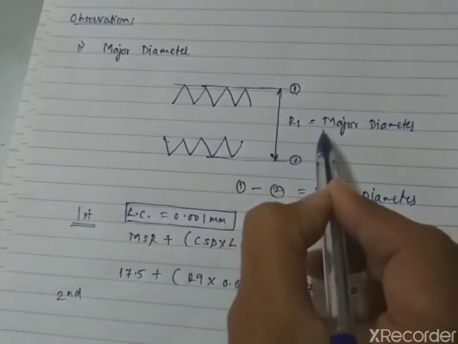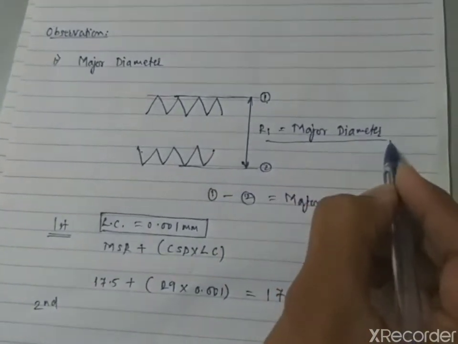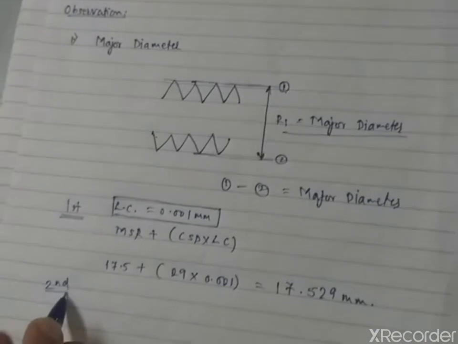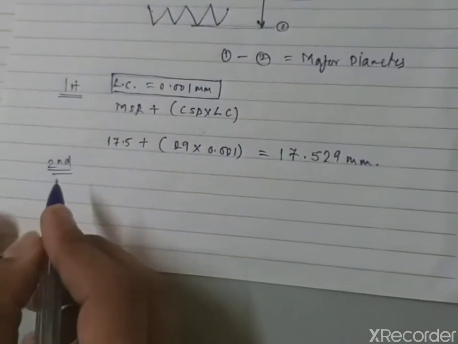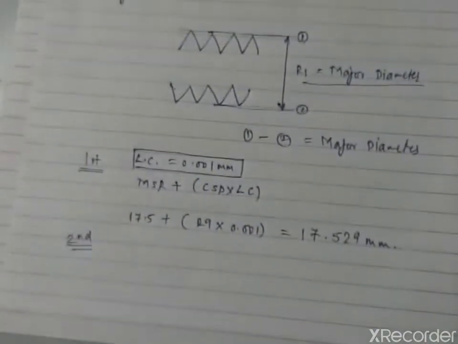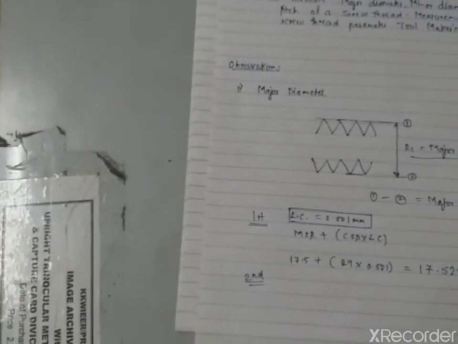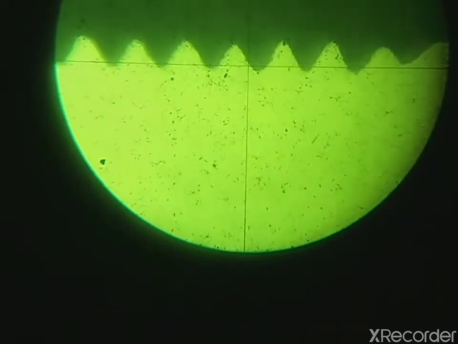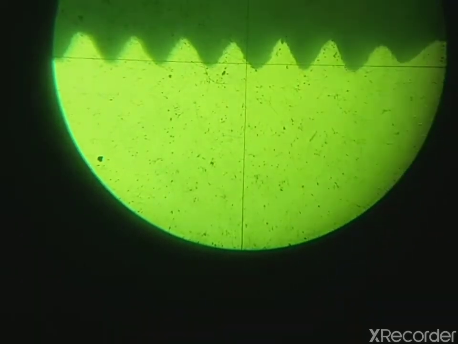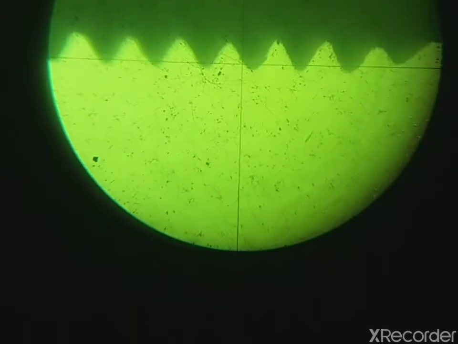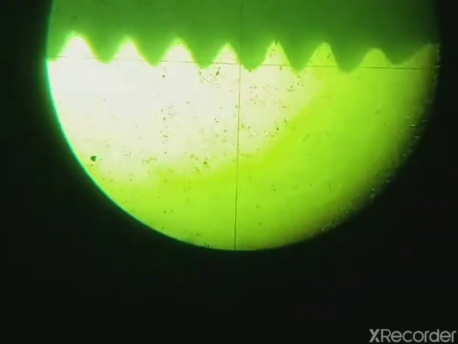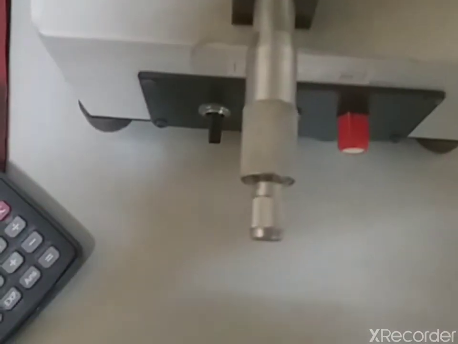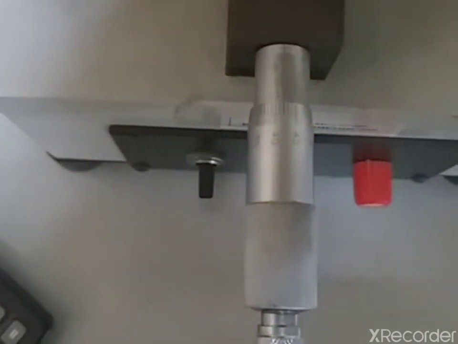In this way, we want a second reading, and the subtraction of reading number 1 and 2 will provide us the major diameter. So similarly, now we will take our second reading. For taking the second reading, again we have to adjust the horizontal cross wire to the below crest point. If you see now, the horizontal cross wire is adjusted to the bottom line. Now we can take the second reading on the same micrometer, so that we will get a distance as the major diameter. Now what will be your micrometer reading?